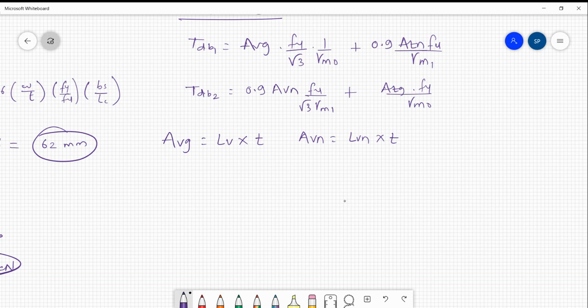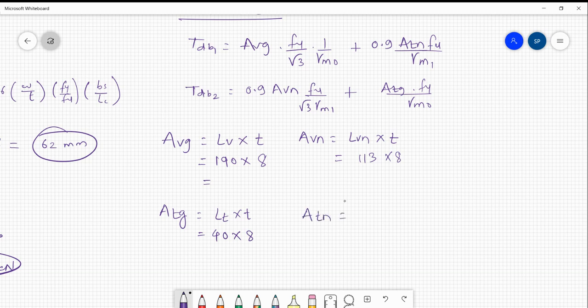So LV we have calculated as 190, multiplied by 8, that is the AVG value. Then you have to calculate AVN. LVN appears to be 113, multiplied by thickness again. Then you have to calculate ATG. This will be LT multiplied by thickness. LT is 40 multiplied by 8.